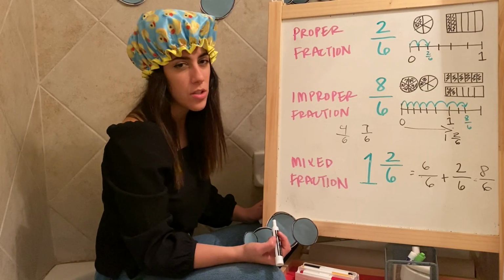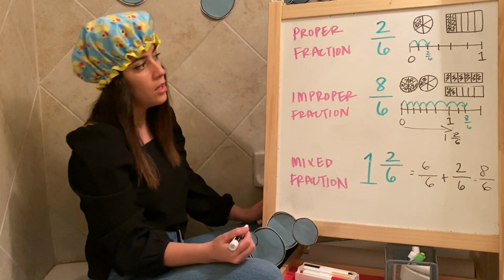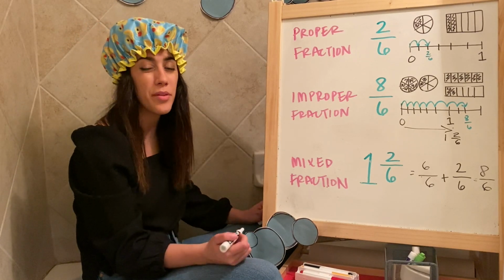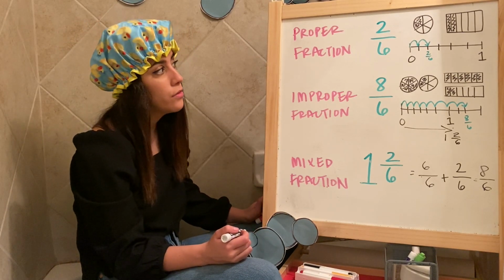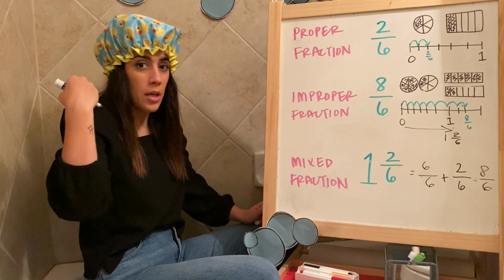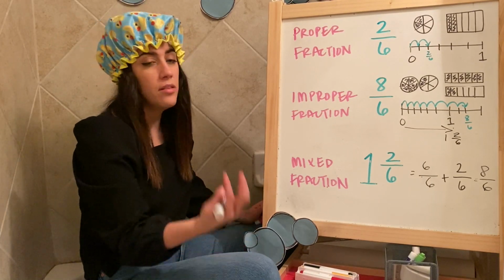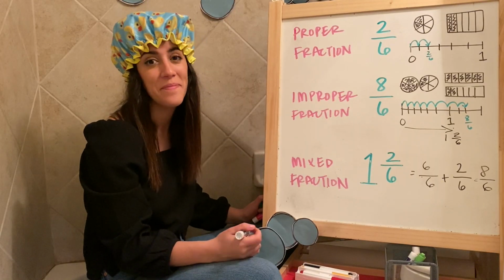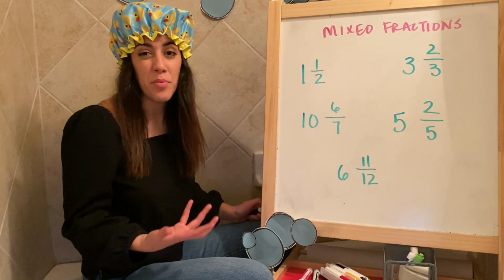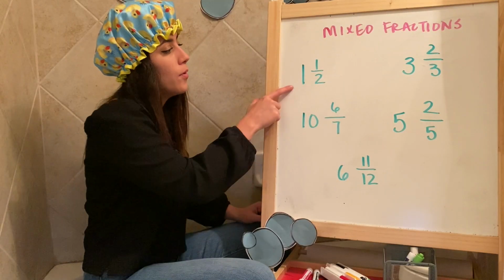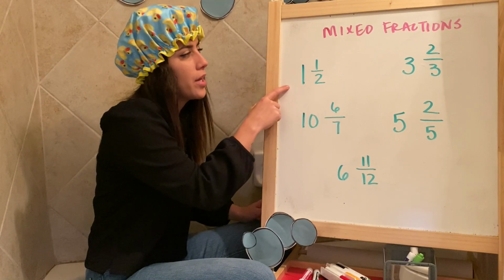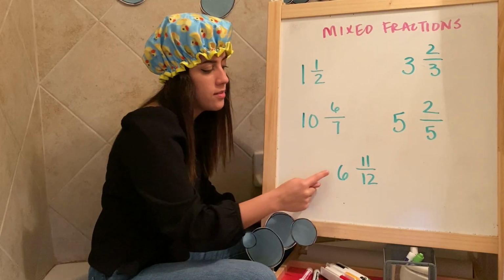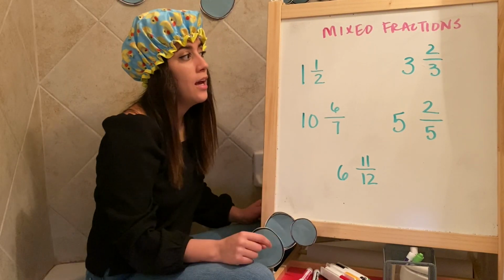So just something to think about, something to mull over, but this is definitely something that'll help you in the next couple of weeks in talking about fractions. So please be sure to be rewinding in case you need to re-watch anything, or ask me questions during our Zoom calls, okay? These are some examples of mixed fractions: 1 and 1/2, 3 and 2/3, 10 and 6/7, 5 and 2/5, 6 and 11/12.